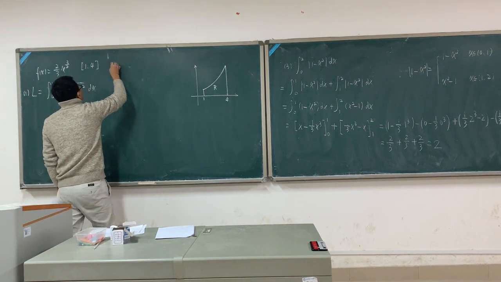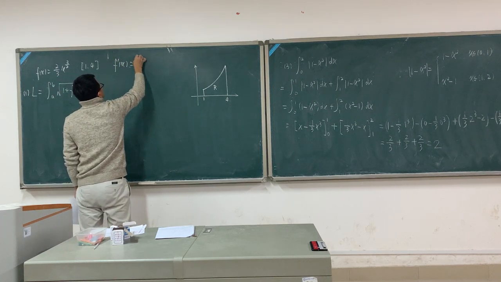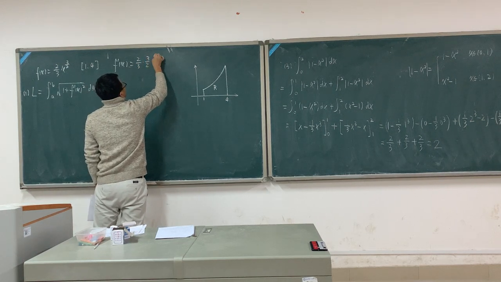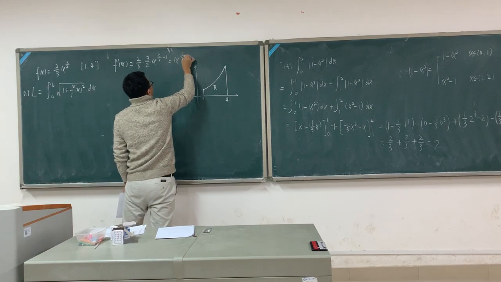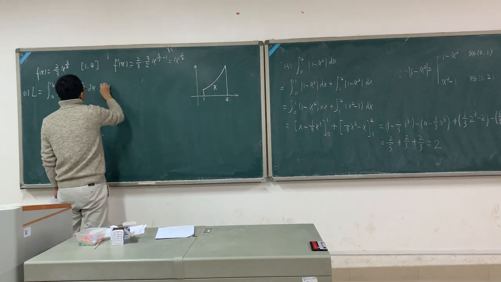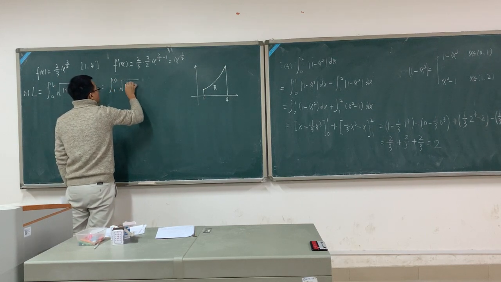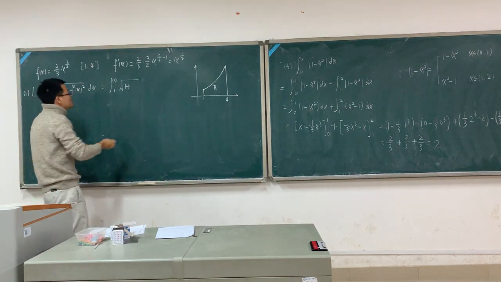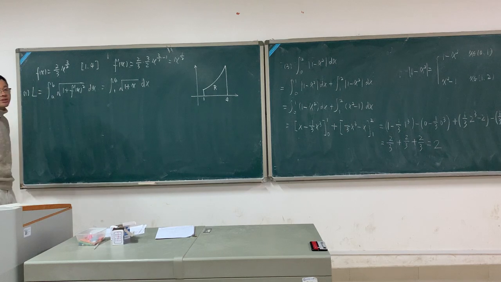Here f(x) equals this. Now it's easy to see f prime is 2 by 3 times 3 by 2 times x to the 3 by 2 minus 1, so actually it's x to the half power. So the result is the integral from 1 to 4 of the square root of 1 plus x to the half power squared. Half power squared is just x.